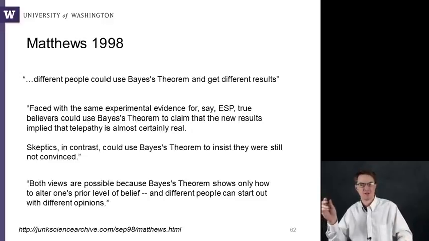Right, and so that's what is spelled out here in a nice essay by Matthews, 1998, that different people could use Bayes' theorem and get different results. Faced with some experimental evidence for, say, ESP, true believers could use Bayes' theorem to show that the new results confirmed it, while skeptics could use it to show that ESP didn't exist. Okay, and both of these are possible because Bayes' theorem only shows how to alter one's prior level of belief, and different people could start out with different opinions. Okay, so that's the issue.